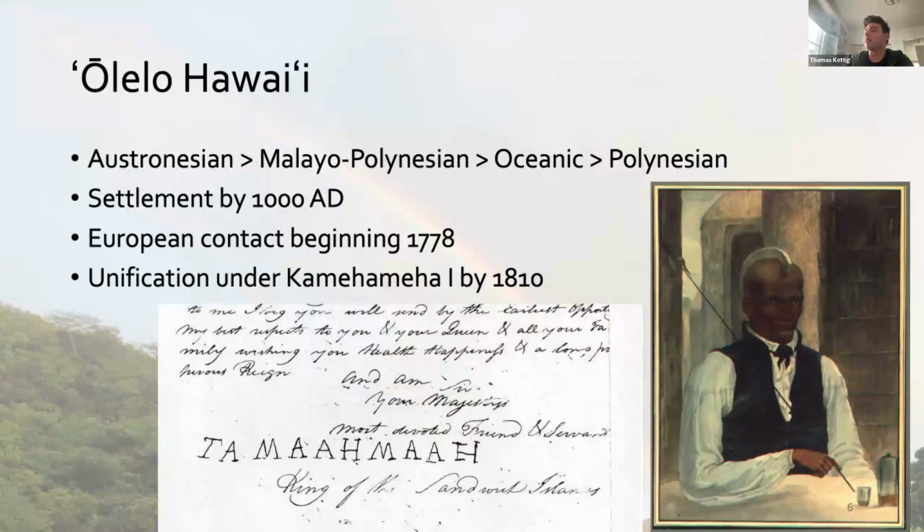And this is Kamehameha's signature here from one of the first treaties ever signed between him as the king of the Sandwich Islands here and European powers. You can see that at that point, the K was written as a T, and I'll be coming back to this later on. So this is Kamehameha's own signature there.